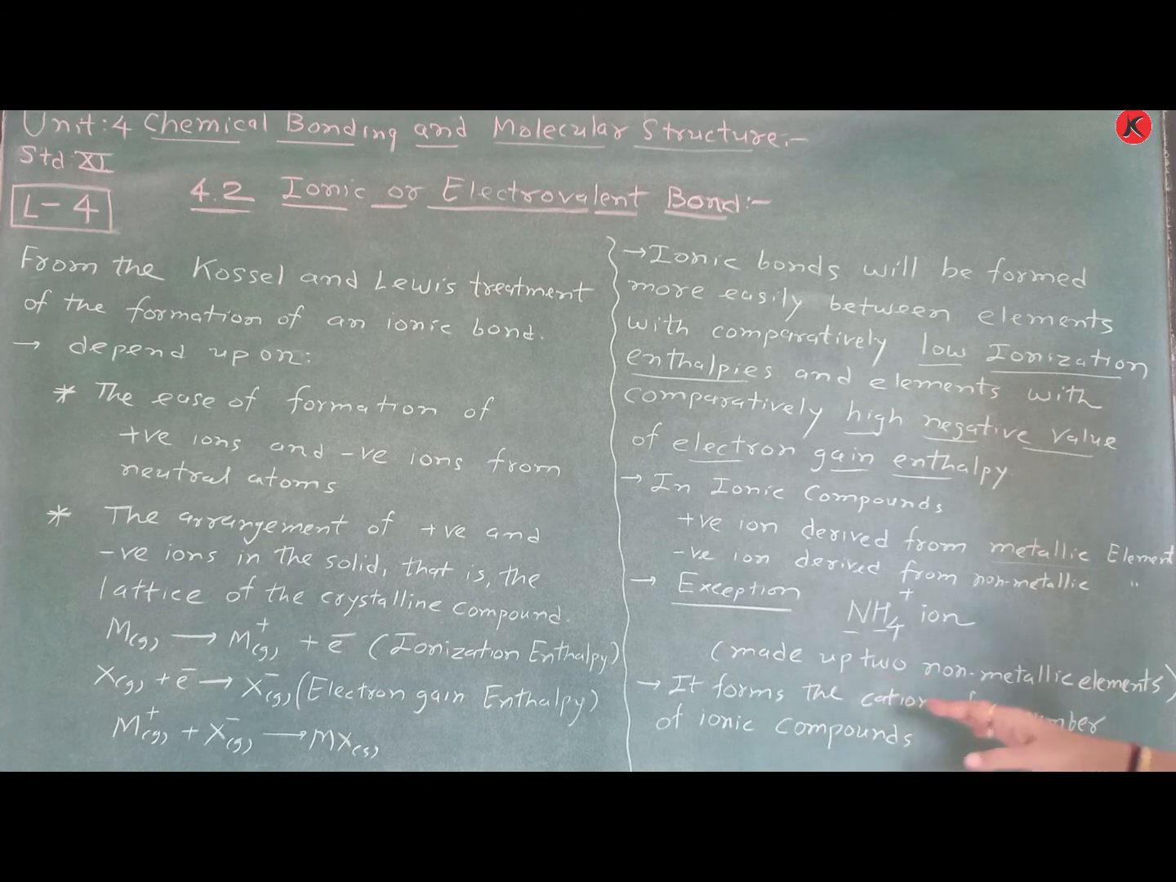If two form the cation of a number of ionic compounds, then we have to convert in terms of NH4 plus, Br minus, that is ammonium bromide, ammonium chloride, ammonium fluoride, ammonium iodide. That type of compound is formed, and that is nothing but ionic compounds. So this is all about the ionic or electrovalent bond.